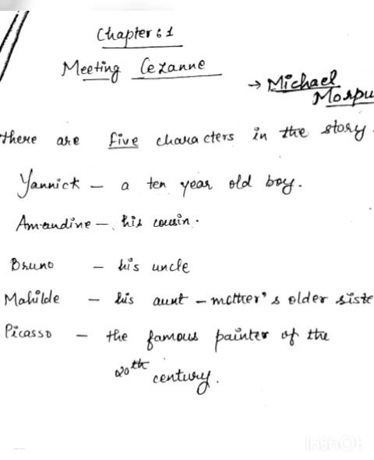In this chapter, the writer is Michael Morpurgo. And there are 5 characters in the story. First is Yannick. He's a 10-year-old boy, and the whole story revolves around Yannick only. Second is Amandine, his cousin. Bruno, his uncle. Mahelde, his aunt, who is also his mother's older sister. And Picasso. We all know that he is a famous painter of the 20th century.